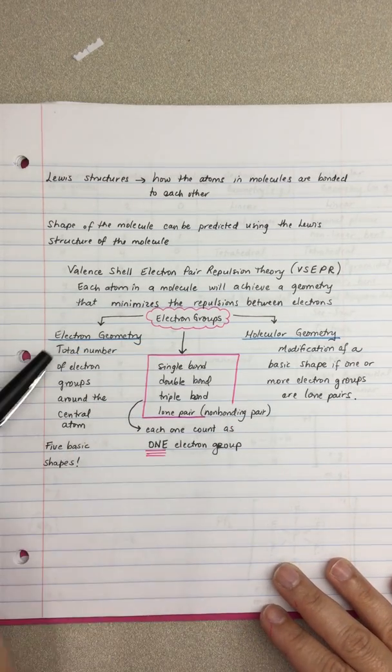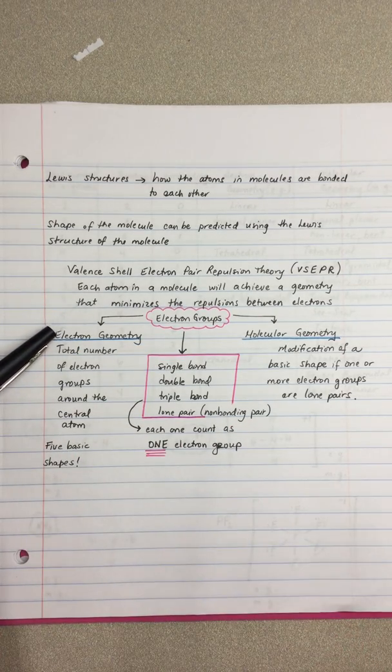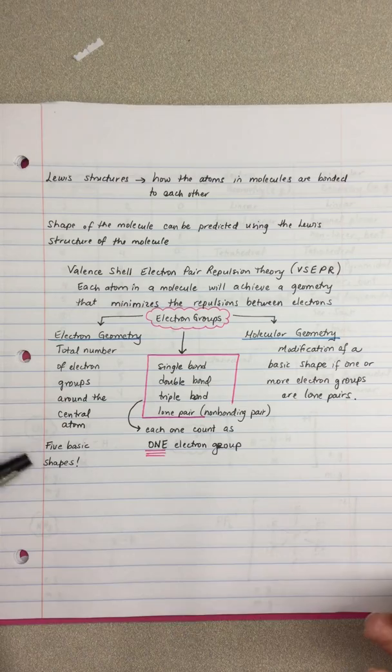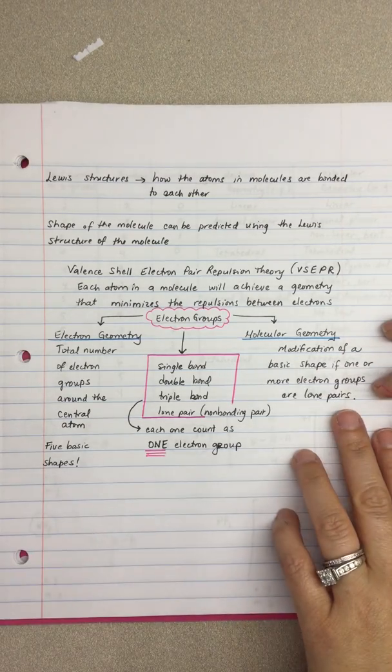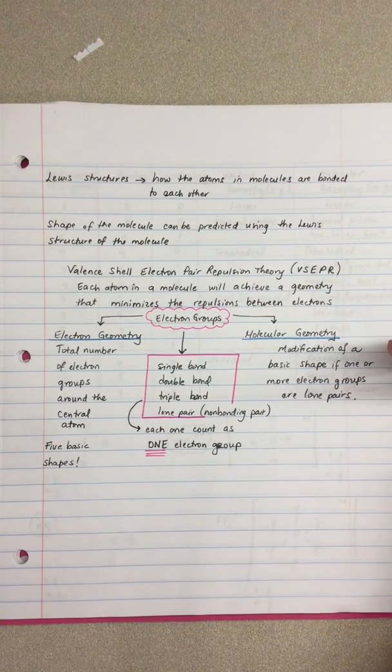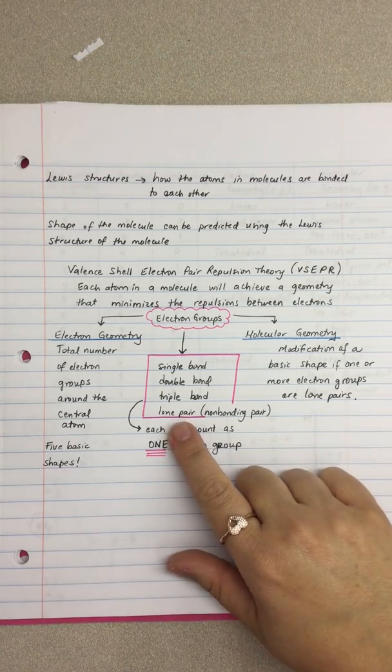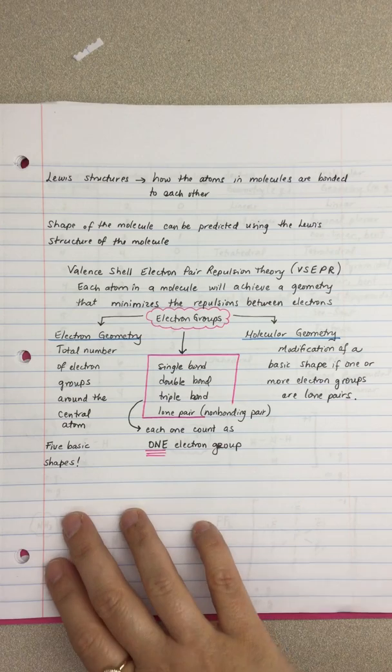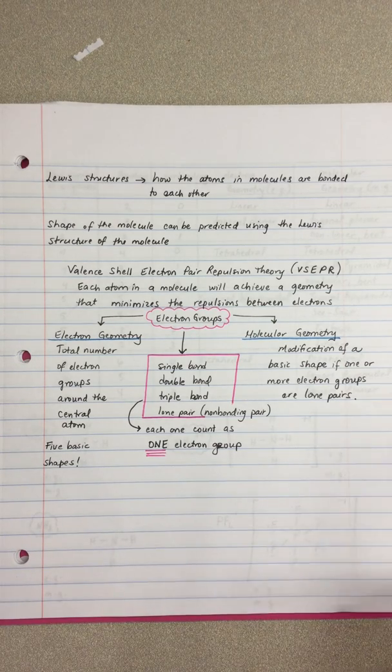We have two different types of geometries. For the electron geometry, we're just counting how many electron groups you have around the central atom, and we're going to have 5 basic shapes. And then for the molecular geometry, we're going to distinguish within your total number of groups. Out of the total number of electron groups, some of them are bonding: if you have single, double, or triple bonds, those are bonding groups. And your non-bonding groups are your lone pairs of electrons. So for your 5 basic shapes, we're going to have some modifications whenever we have lone pairs of electrons around the central atom.